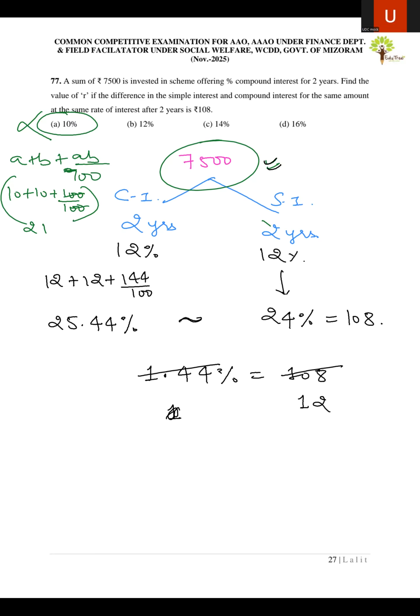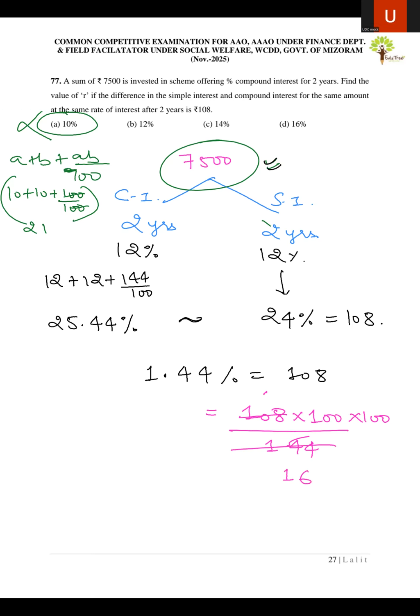No need of just dividing, just simply solve this. We can write this as 108 multiplied by 100 divided by 1.44. All right, remove the decimal, again multiply by 100. Solving this, we get 75 times 100, that is 7500. Yes, we are getting the right answer. That is, 12% is the correct answer for this.